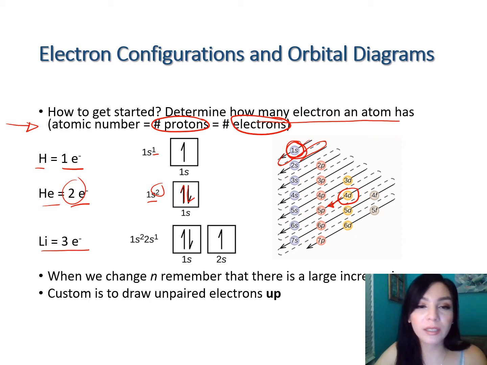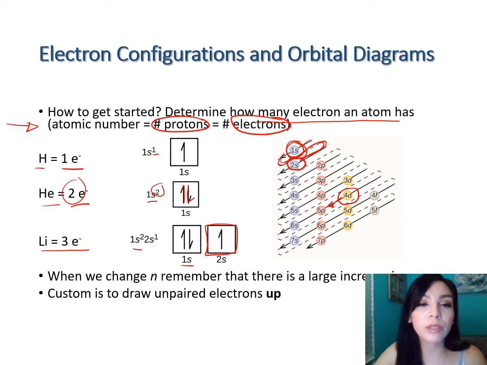We have that 1s2 again filled. We're good with that one. Now what happens next? Once you fill that one up, you will follow this little diagram and see what's next, which is 2s. So here we drew out our 2s orbital, and we drew out that electron within it.